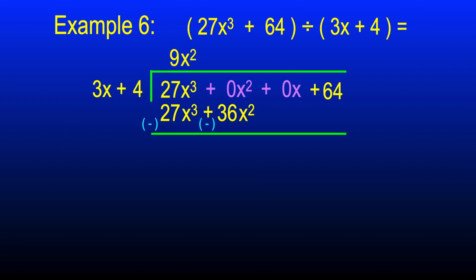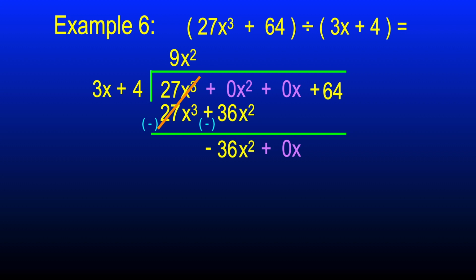So, yung 27x cubed minus 27x cubed is 0. I-cancel natin. Tapos 0 plus negative 36, negative 36. Copy lang si x squared. Saka natin i-bring down si plus 0x. Ayan, i-bring down natin si plus 0x. Tapos divide ulit.